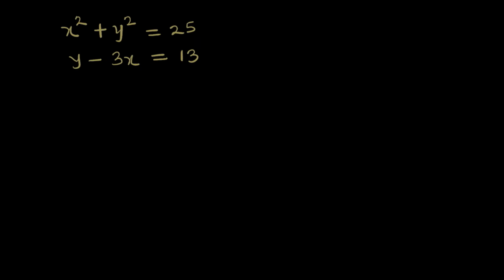We would like to solve for x in this pair of simultaneous equations. If you observe closely, you'll see that the first one is a quadratic equation, while the second one is a linear equation. So the best way to begin is with the linear equation. I'm going to rewrite this as y is equal to 13 plus 3x. This can also be written as y is equal to 3x plus 13.